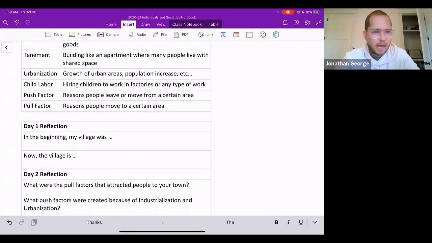And then answer this question. What push factors were created because of industrialization and urbanization? What things occurred because of that, maybe people left town as well? What push factors? What pushed people away? Why did some people not like it? All right, those are the 2 questions you need to answer. Any questions about that?